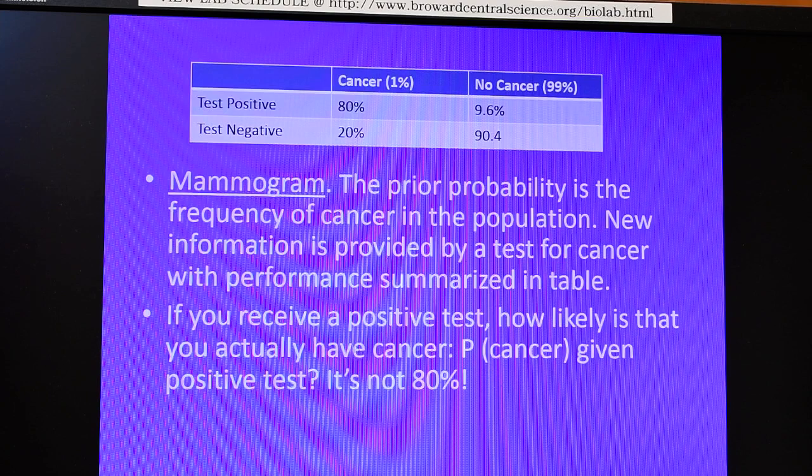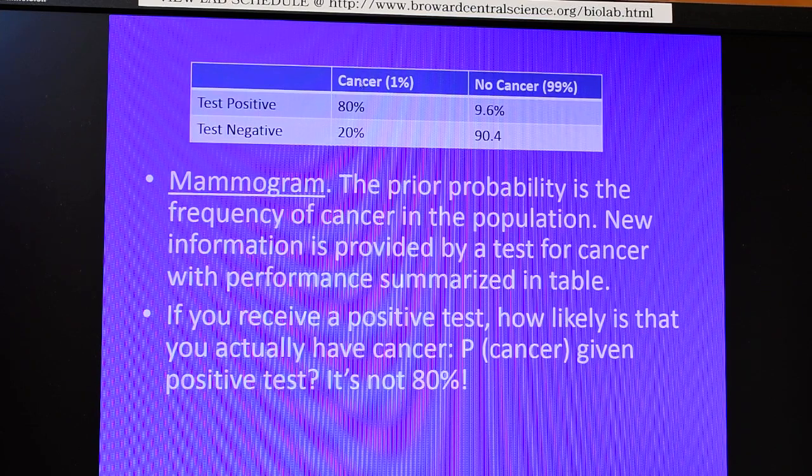So let's say you go and have a mammogram done and you get a positive test result. What is the probability? Some information we've got is summarized in this table up here. First, this cancer is rare. Let's say it's only in 1% of the population. That means out of all the people out there, only 1% of them have this type of cancer. 99% of them don't. Now how about the test? How good is the test?